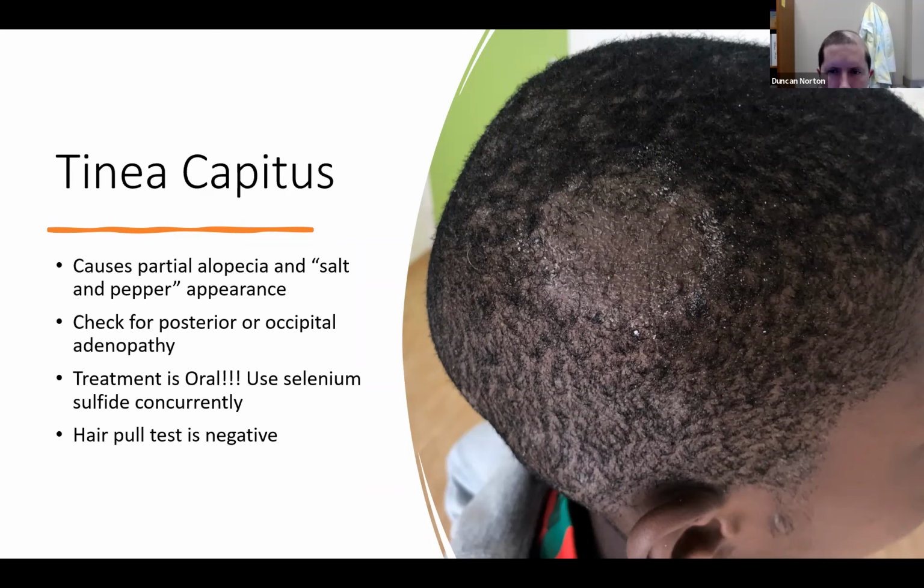You have to treat it for 6 weeks. If you have to treat it longer than that, you need to get LFTs, make sure that it's not affecting their liver. You need to tell them to use selenium sulfide concurrently with the oral treatment. This suppresses spore reproduction and helps with it. If you do a hair pull test on this, it is going to be negative. So it's not like tinea versicolor.